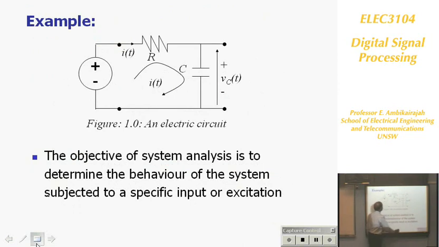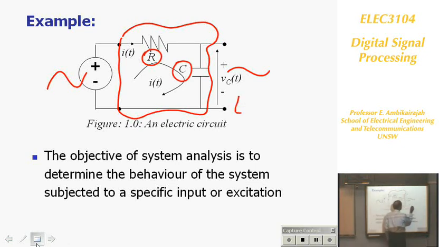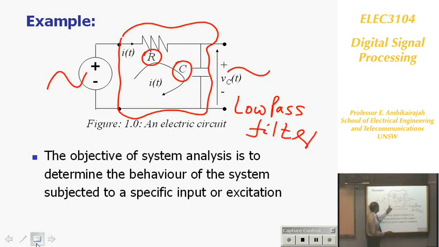So here is a system, for example. That is a system, and input is a signal, could be a sinusoidal signal, and this is an output voltage, that could be a signal as well. The system consists of a resistor and a capacitor. In this case, this system is a low-pass filter. This is a low-pass filter, and I'm sure you have done it last year.